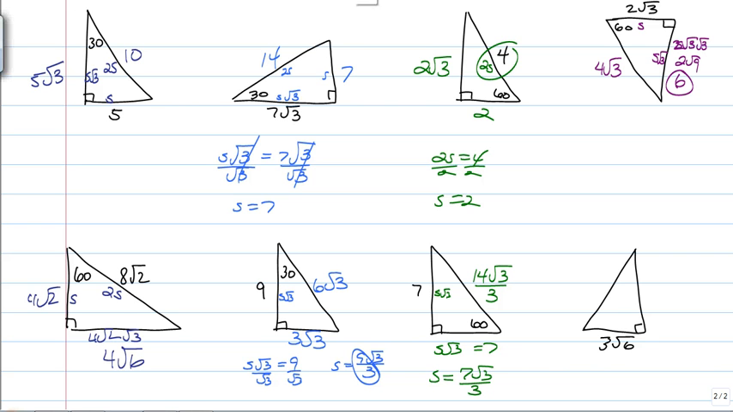Last one, the short side. How do you know that's the short side? Maybe this is the short side. If you do not have enough information, you just can't do the problem.